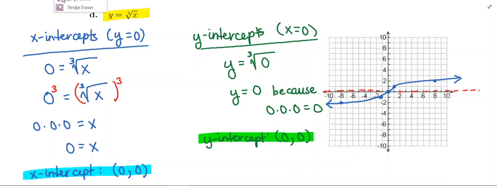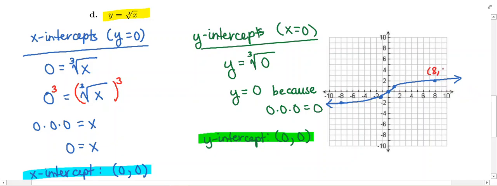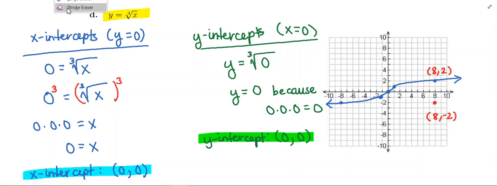You can also make this observation by picking a point that's not on either axis. For example, we know the point (8, 2) is on the graph of the cubed root function. If this graph had x-axis symmetry, the point (8, -2) should also be on the graph, because for x-axis symmetry you keep the x coordinate the same and change the sign of the y value. Clearly that point (8, -2) is not on the graph, so there's no x-axis symmetry here.